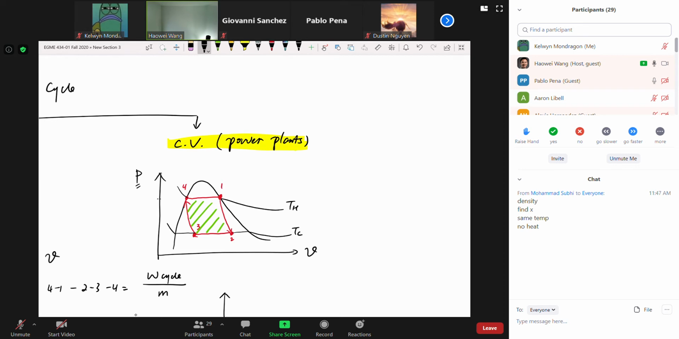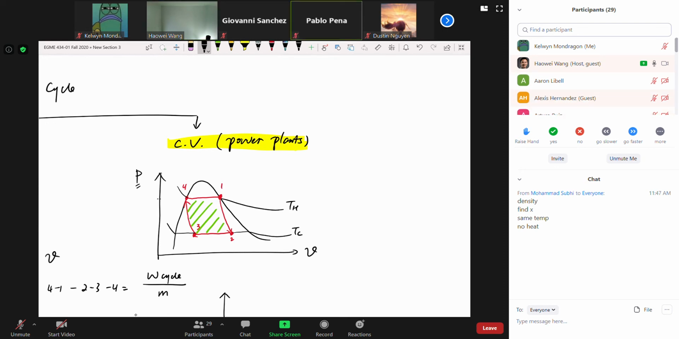Since we're here, I can ask you one more question if you want to take one step further. By looking at this diagram, 4 to 1, we know they share the same temperature and the same pressure. But remember, what is 4 to 1? 4 to 1 is the boiler. That's where cold water goes in, hot water comes out. But 4 to 1, they have the same pressure and the same temperature.